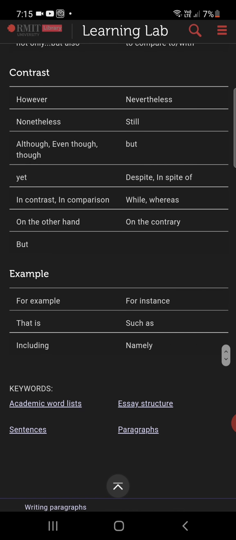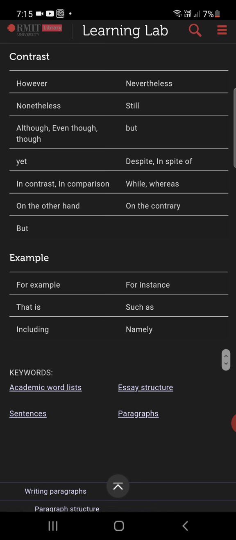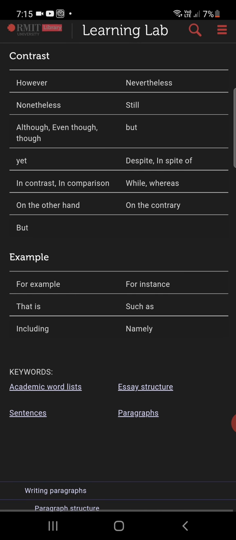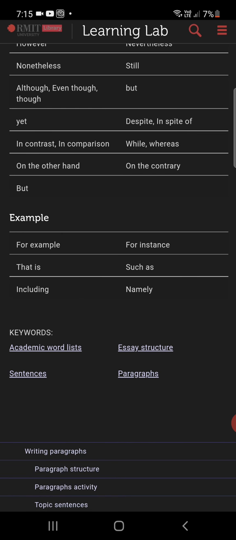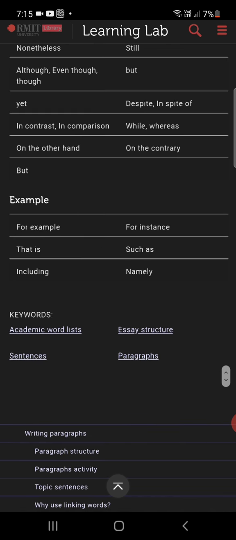I see still is although. I see although is even though. I see even though is though. I see though is but. I see but is yet. I see yet is despite. I see despite is in spite of. I see in spite of is in contrast.